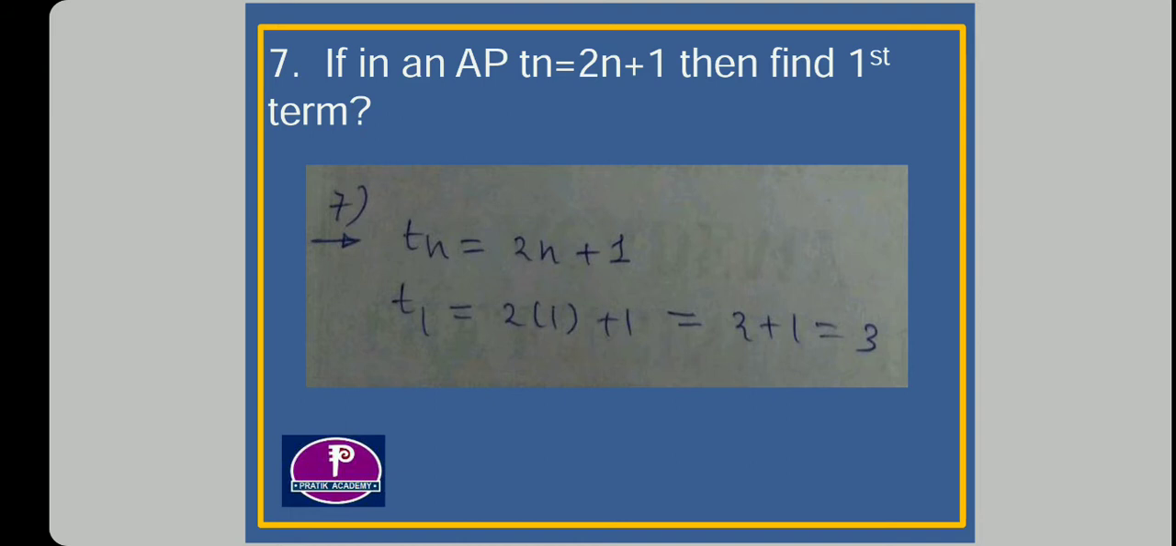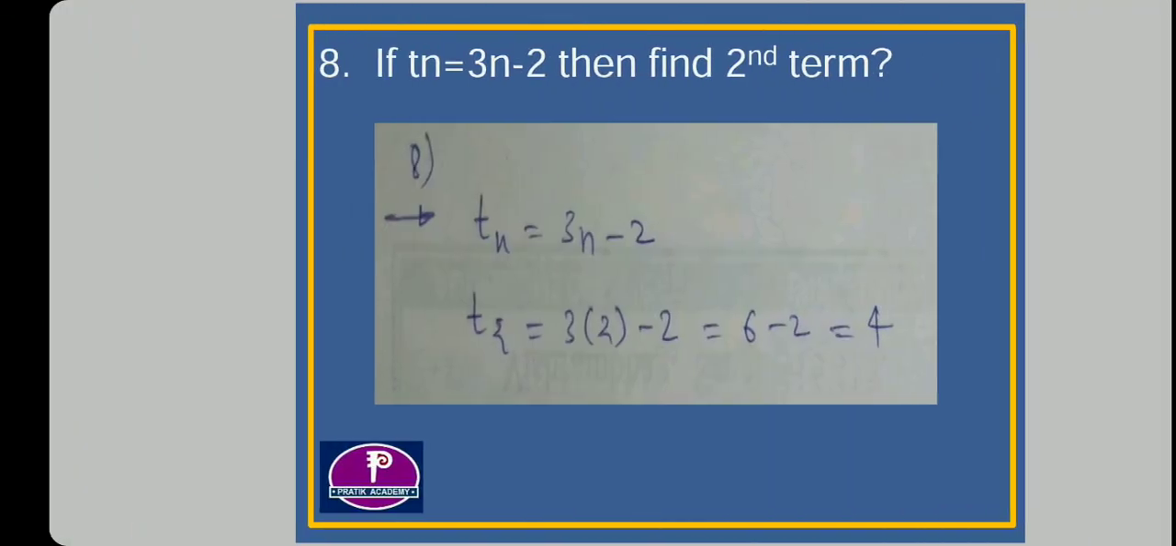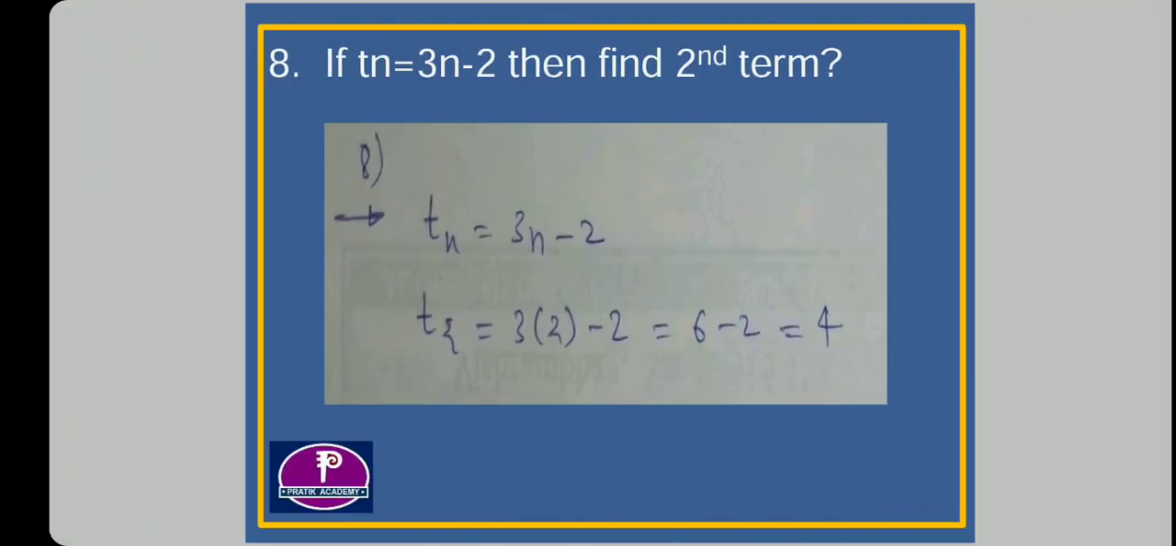And next, if in an AP Tn is equal to 2n plus 1, then find the first term. Okay, so for finding the first term, put n is equal to 1, and we get T1 as 3. This is very simple. Next, if Tn is equal to 3n minus 2, then find the second term. So here we just put n is equal to 2, and we get T2 as 4.